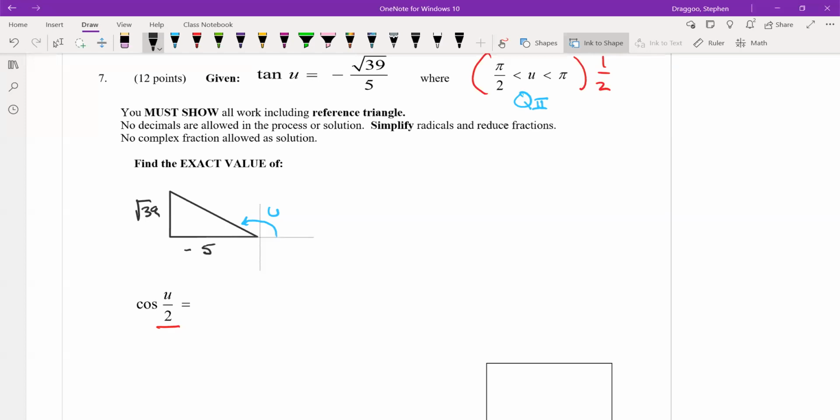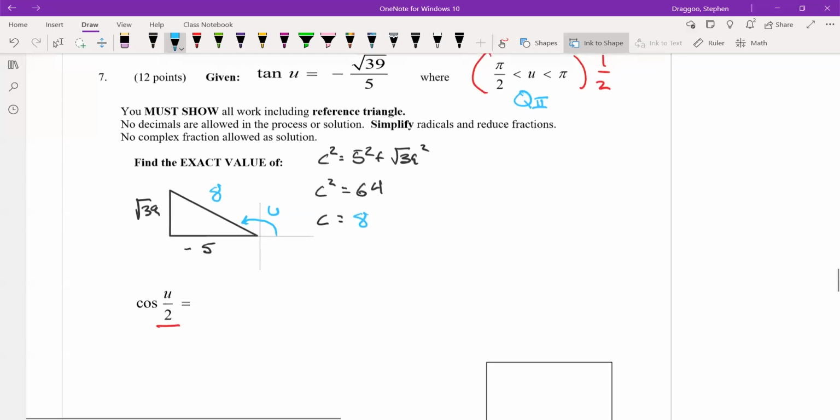I need to solve for my hypotenuse. C squared is 5 squared plus root 39 squared. So 25 plus 39 is 64, meaning that C is 8. How about we highlight that in blue? So that's my reference triangle complete.